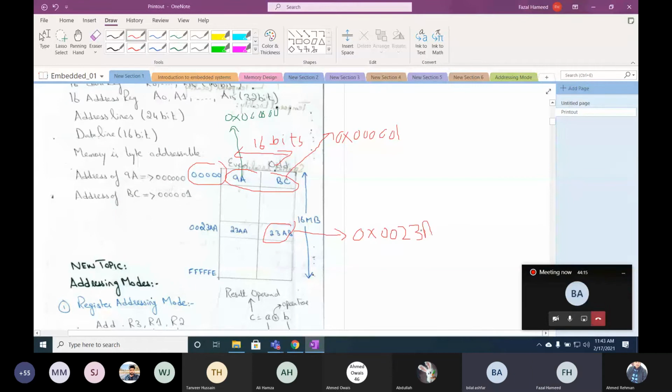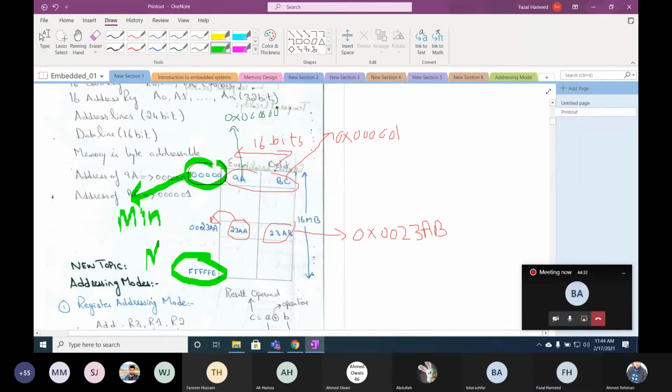23AA 1. A की जगह B आ जाएगा. B आ जाएगा. Very good. B. और इसका एड्रेस है the same, this address. ठीक है बेटा? Yes sir. Okay, now if you look at this, this is the minimum address, and this is the maximum address. बेटा समझ आ गई या नहीं आई बेटा?